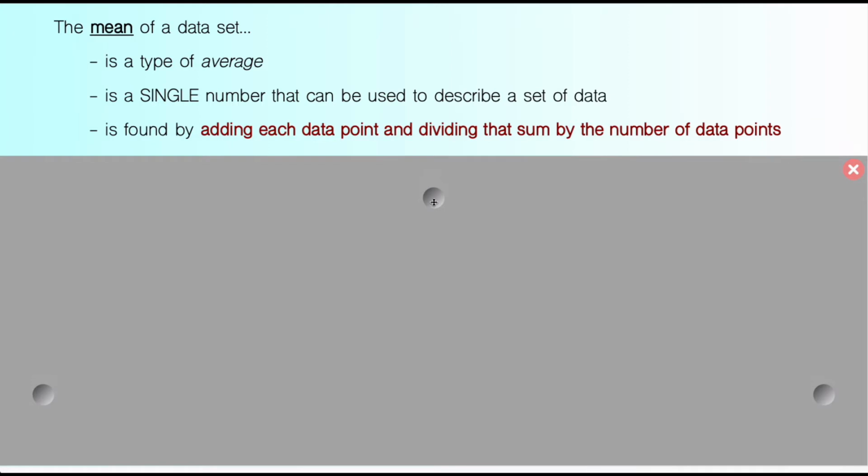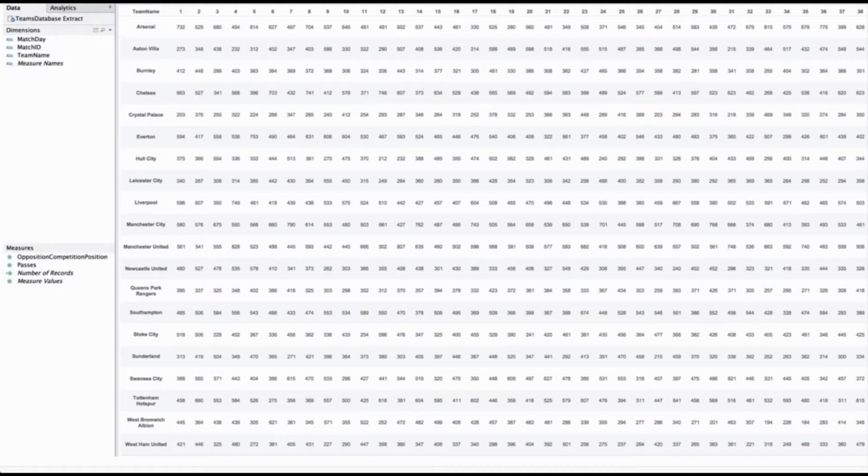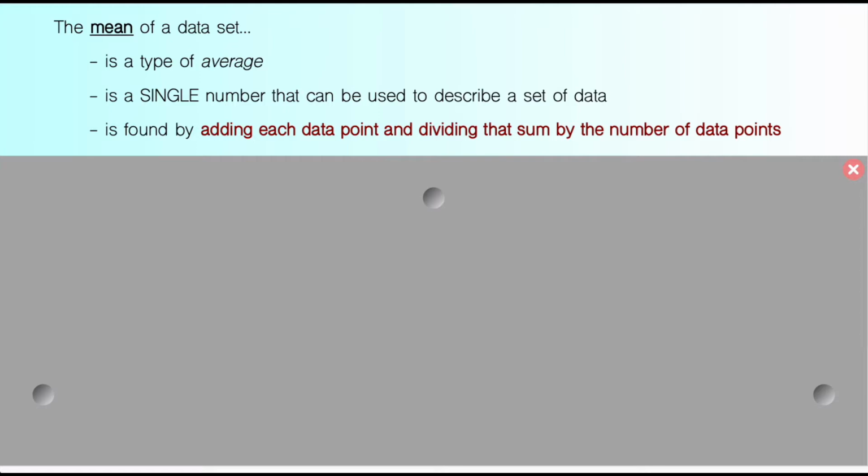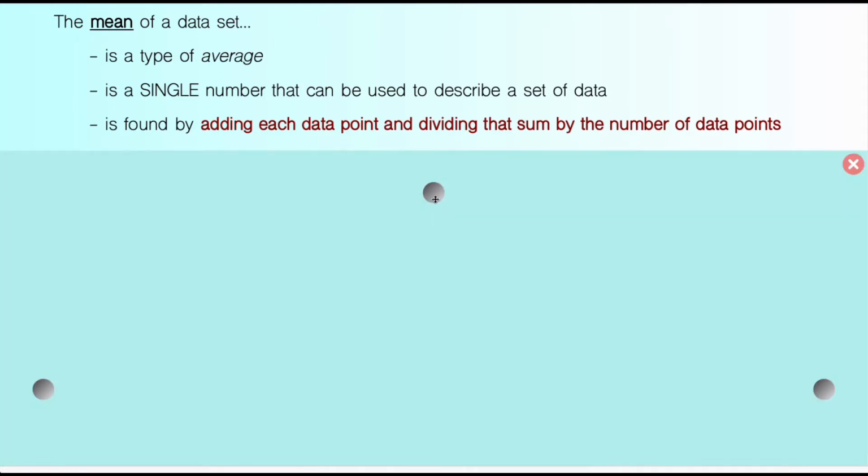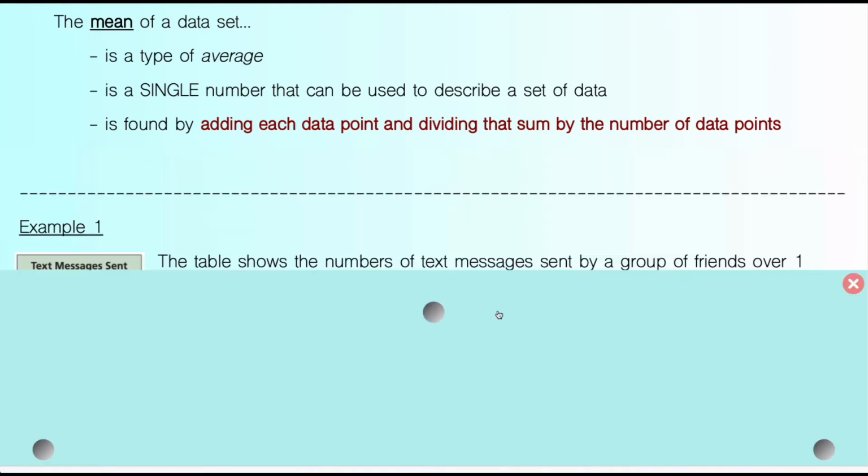Some of you might remember this from previous experience, but you find the mean by adding every single data point in your set of data together and then dividing that sum by the number of data points. So if there are, say, 600 numbers here, you would add all 600 numbers up and divide by 600. Well, all that's fine and dandy, but now we need to actually do something.